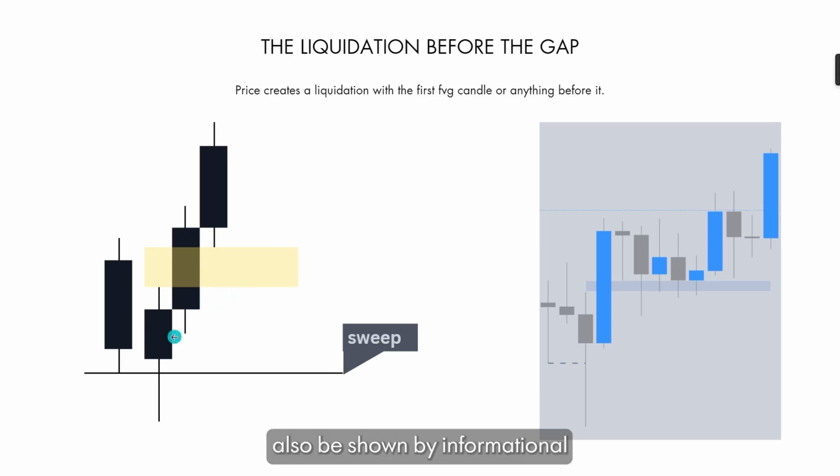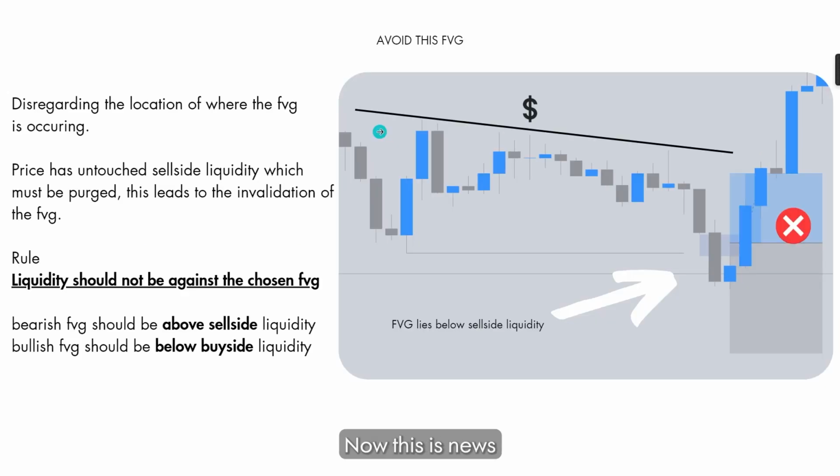And this will then also be shown by the formation of a fair value gap, where price continues this impulsiveness. It will rebalance from that liquidity fair value gap and then push up impulsively. And as you can see in this example, price closes above, which allows it to rise up quite quickly. Now, these are scenarios where we also want to understand that there are good and bad setups.